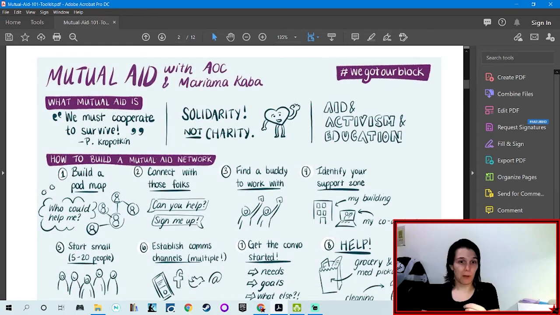So we start off with this graphic now as we enter into the main part of the document. Mutual aid with AOC and Mariame Kaba. So before we actually go over this graphic itself, I wanted to take a moment and ask the question of who is Mariame Kaba. Whenever I look at something like this type of documentation, I like to know who are the people behind it and what are they trying to accomplish. And in this case, I think most of us know who AOC is, but I'm not sure a lot of people might be familiar with Mariame Kaba.